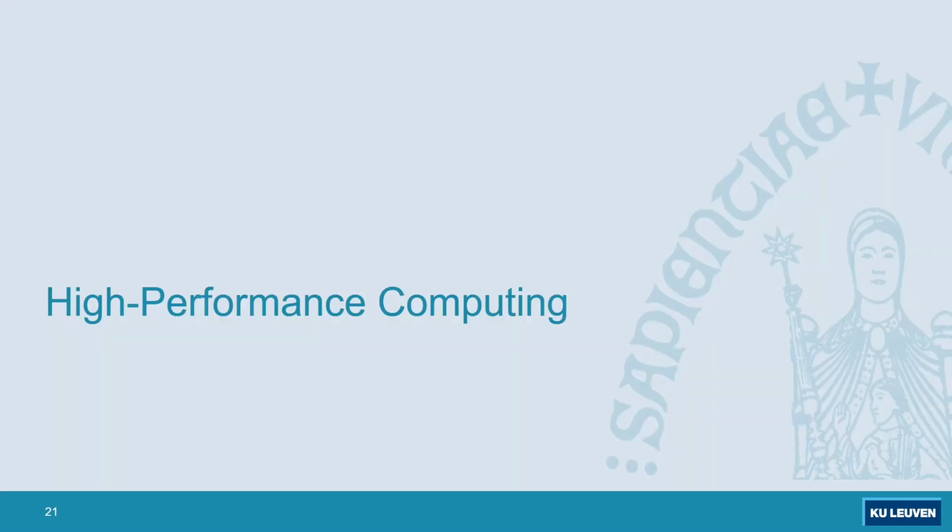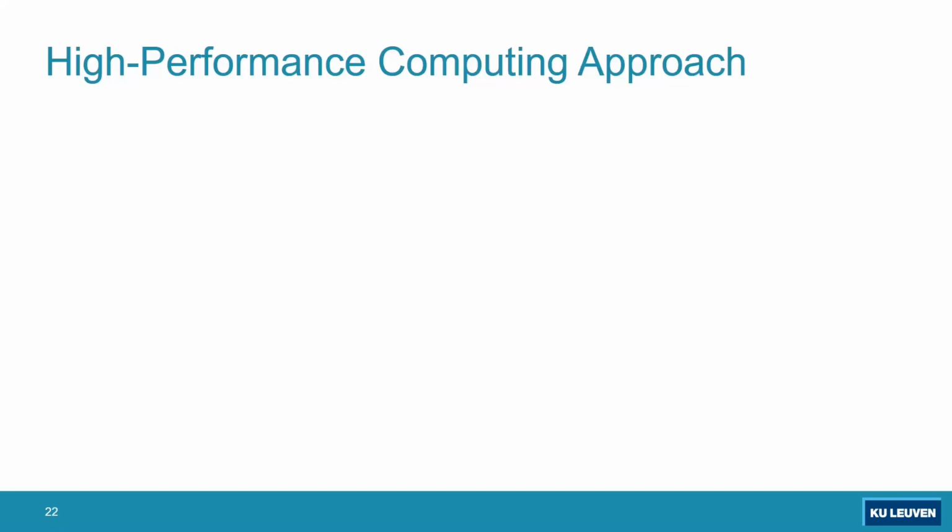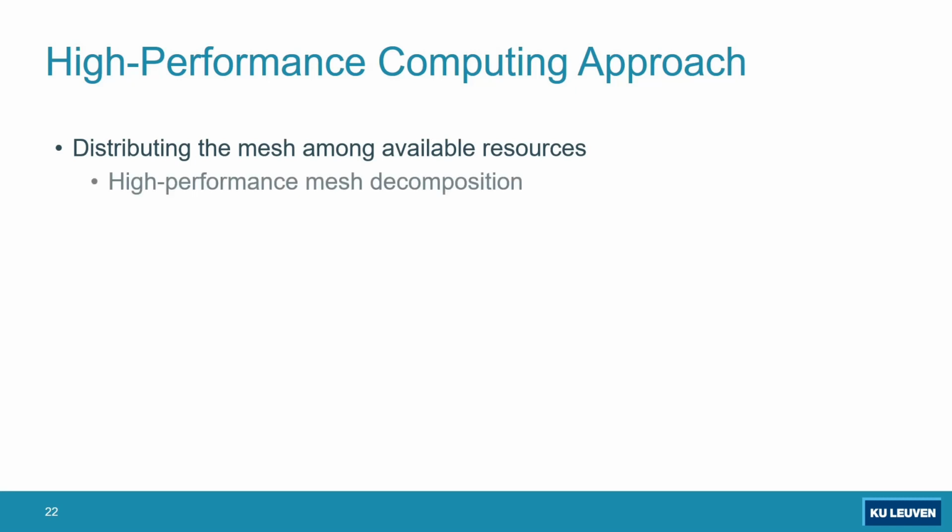But also, elaboration on the high performance computing aspects of the work. So the first thing was actually distributing the mesh among available resources, so mesh partitioning. And for doing that, we use high performance mesh decomposition. The method was called overlapping Schwarz method, available in the HPDDM package. HPDDM is actually an open source library.